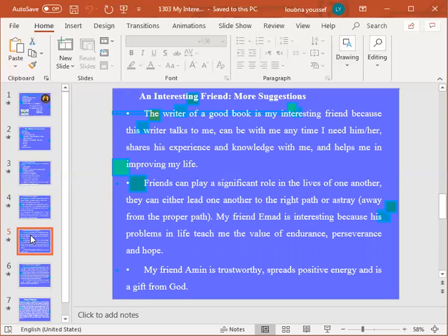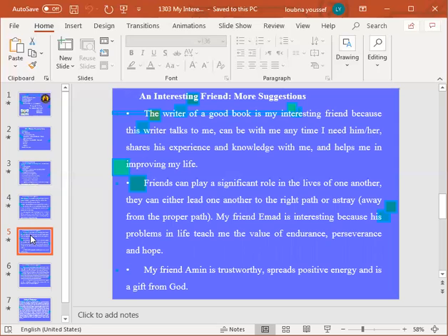4 or 5. Let's count again. The writer talks to me. Number 1, can help me anytime. Number 2, shares his experience and knowledge. Number 3, helps me in improving my life. Number 4.